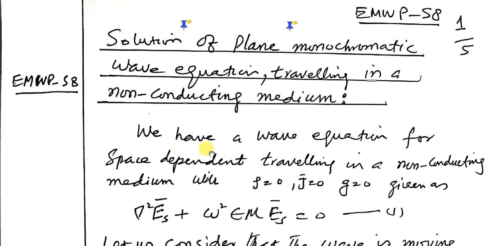This is the topic number electromagnetic wave propagation, section 8. This was the last topic which we were in when the break of this COVID-19 was taken. So the topic was the solution of the plane monochromatic wave equation traveling in a non-conducting medium.